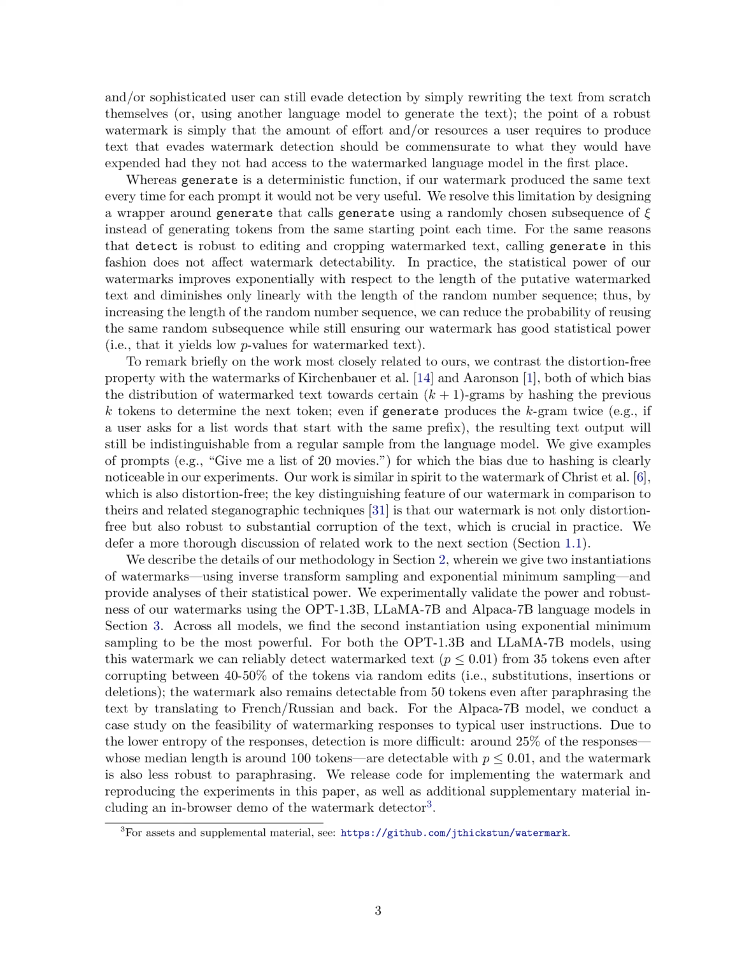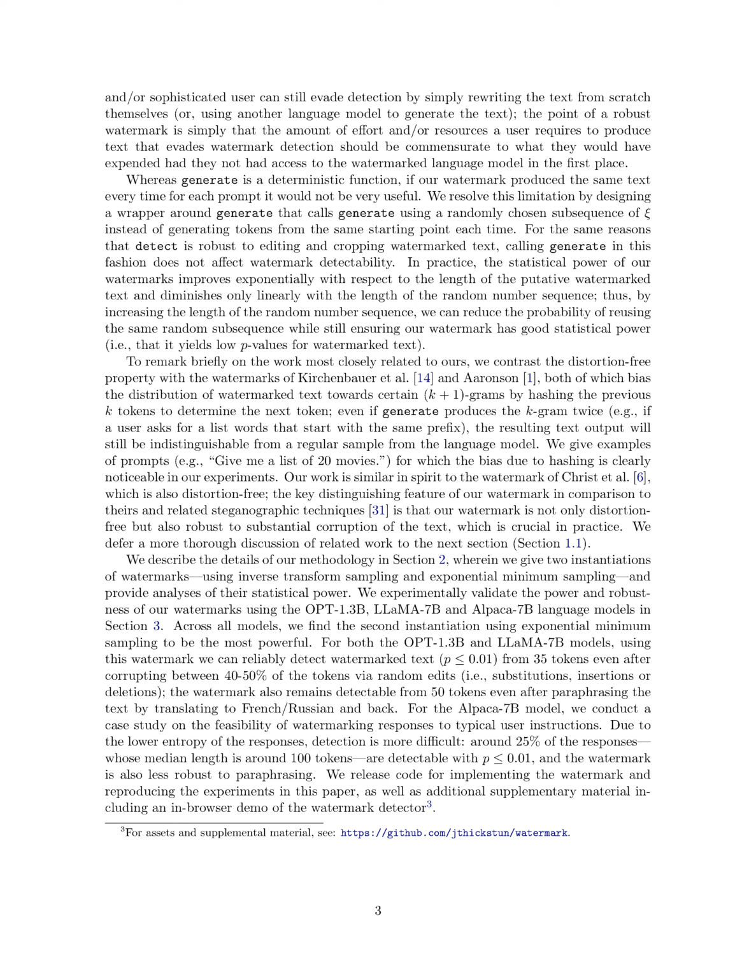We've tested our watermarks using the OPT 1.3b, Llama 7b, and Alpaca 7b language models. Across all models, we found the second instantiation using exponential minimum sampling to be the most powerful. For both the OPT 1.3b and Llama 7b models, using this watermark, we can reliably detect watermark text from 35 tokens even after corrupting between 40 to 50% of the tokens via random edits. The watermark also remains detectable from 50 tokens even after paraphrasing the text by translating to French, Russian, and back.